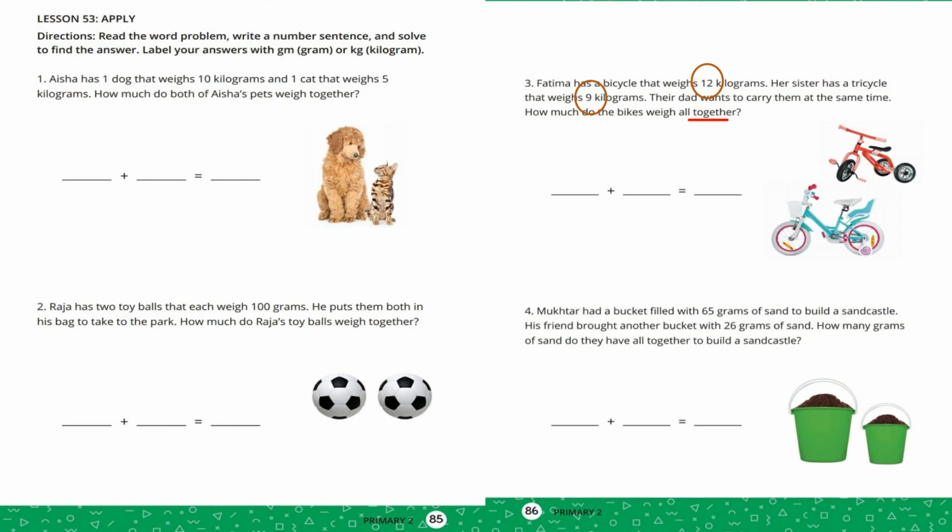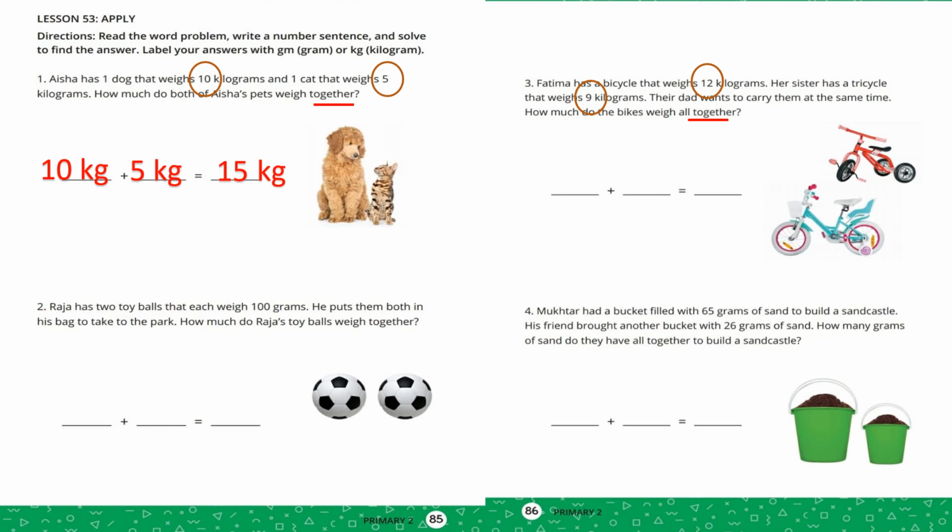To solve any story problem, you should make a circle around the numbers and underline the keyword. The keyword here, together, it means plus. Then we write 10 kilograms plus 5 kilograms. 10 plus 5 equals 15. Don't forget the unit. What is the unit here? The unit is kilogram. We have here 10 kilogram and 5 kilogram. Then the unit is kilogram.